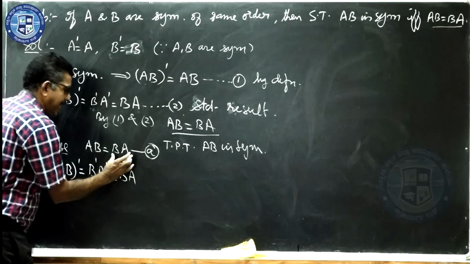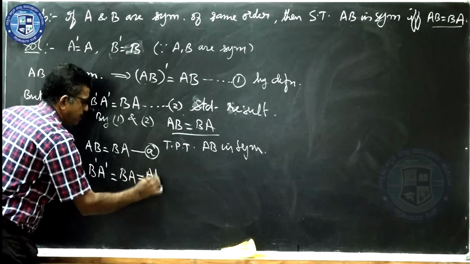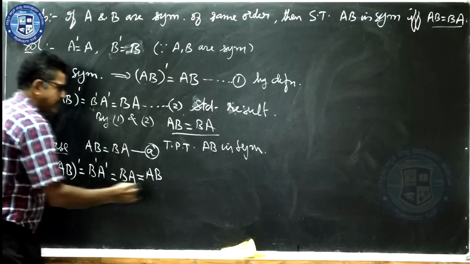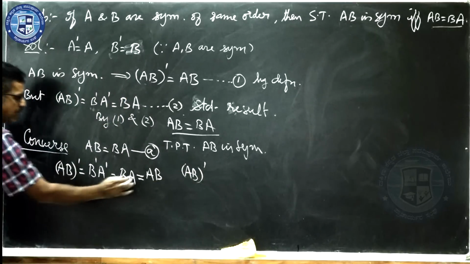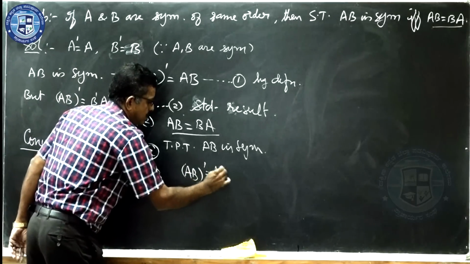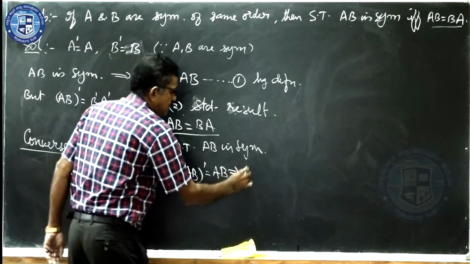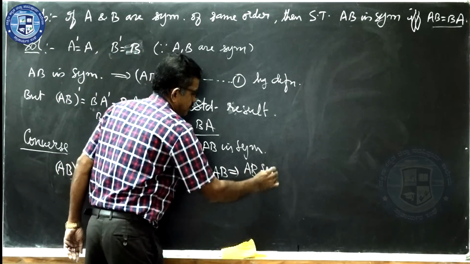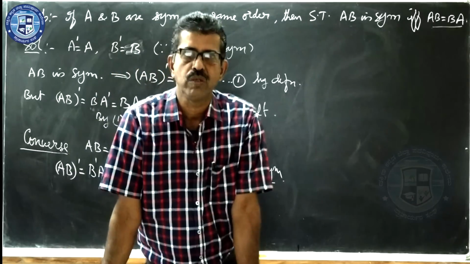Now, by using A, what is that BA? It will be the same as AB. I can write that is equal to AB. Therefore, just look at this, AB dash is the same as AB. This further implies, what does this indicate? AB is symmetric. So, this is the proof. I hope all of you understood it properly.